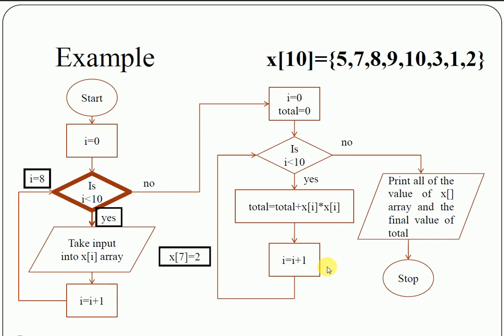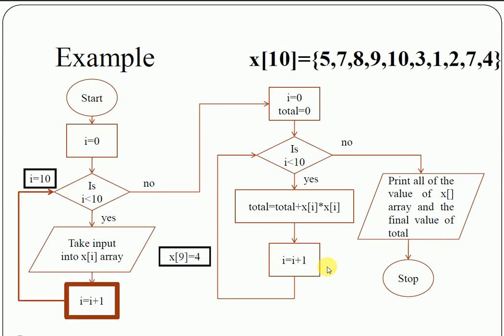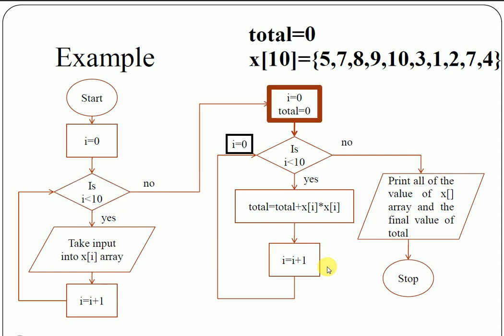When the value of i is 10, we will see that the condition is false. After getting false, it will proceed to the next portion, where we calculate the sum of the square of each element. Here we see that the value of i is equal to 0 and total is equal to 0. If the condition is true, then total equals total plus xi into xi.